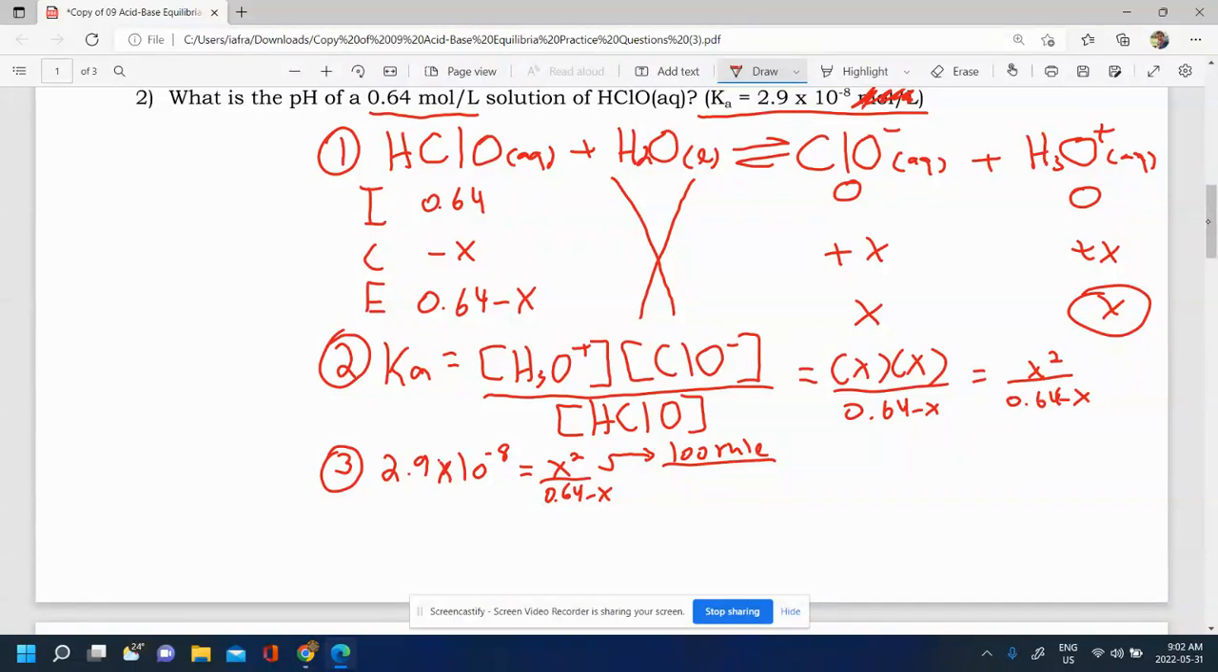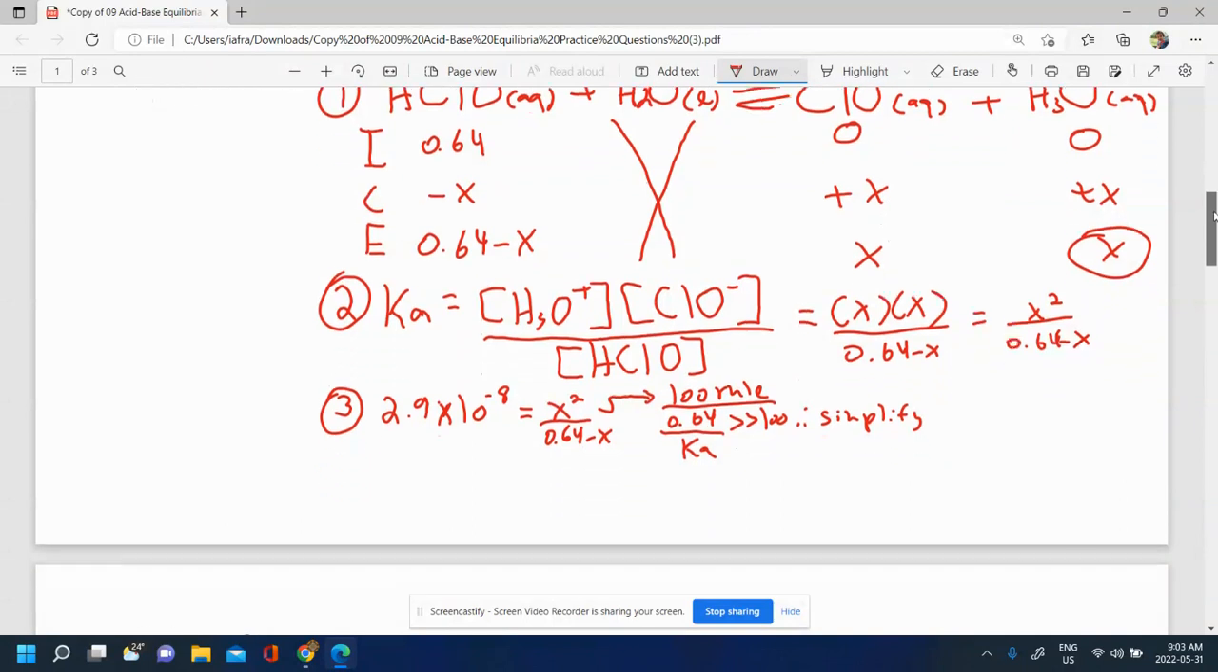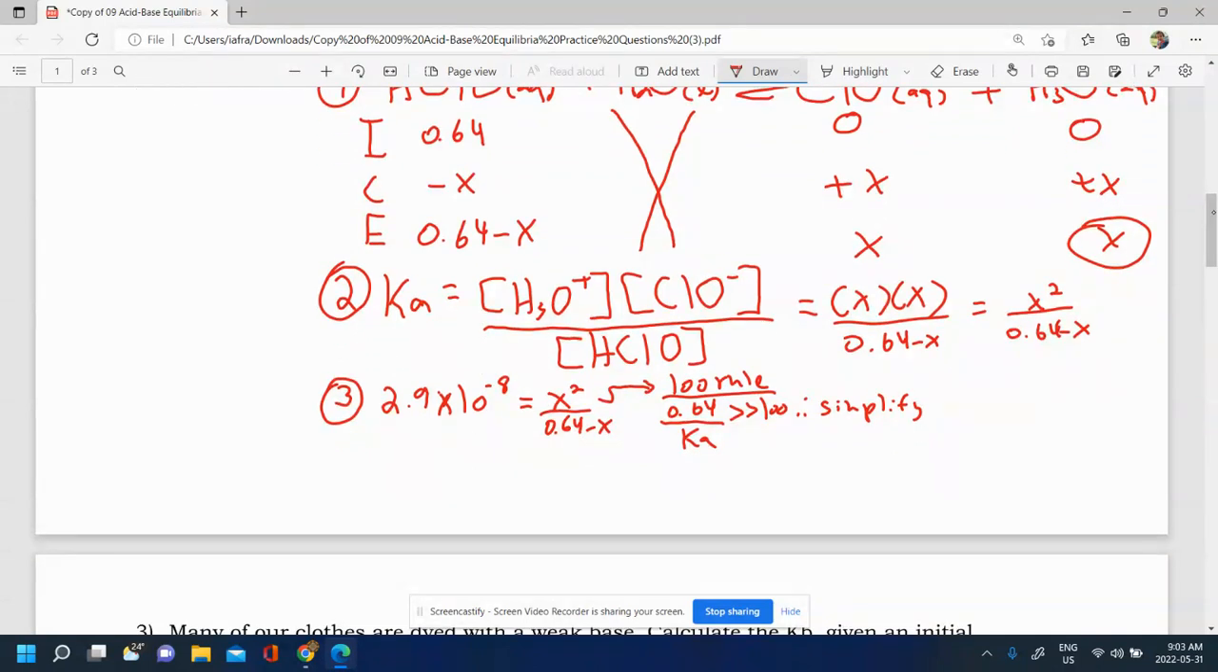So that's the initial concentration, 0.64, over the Ka, which is over here. And if you put that in your calculator, you'll see that it's much greater than 100. Therefore, we can simplify. And so that means we can remove that minus x part from the denominator. So we'll get 2.9 times 10 to the power of negative 8 is equal to x squared over 0.64. And now we can simplify.